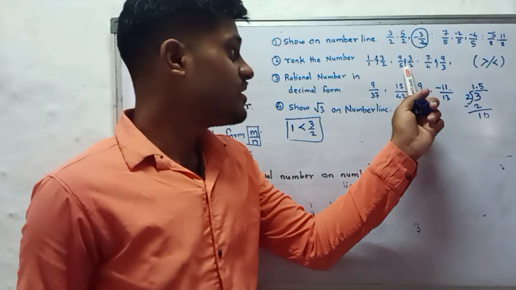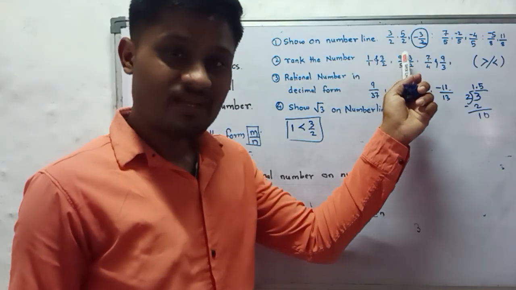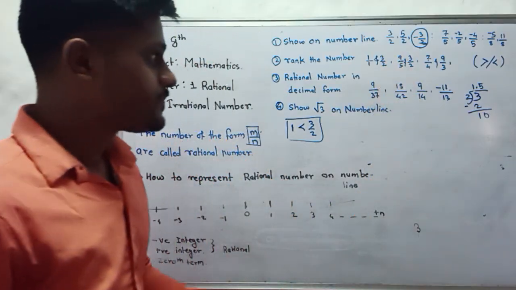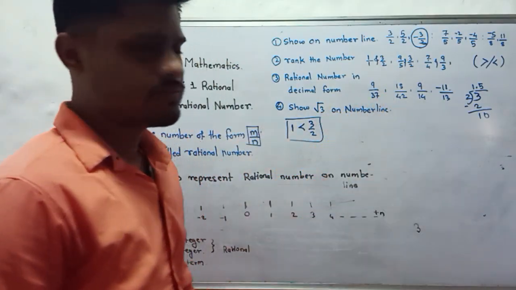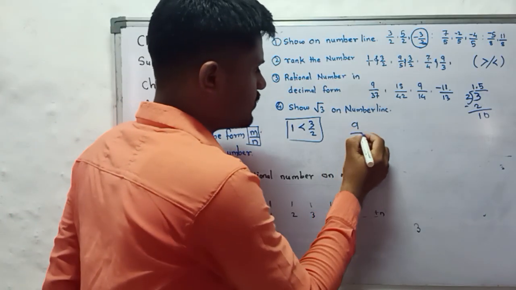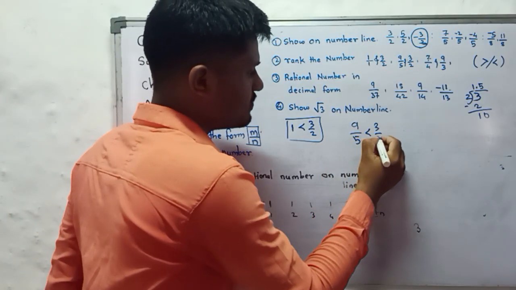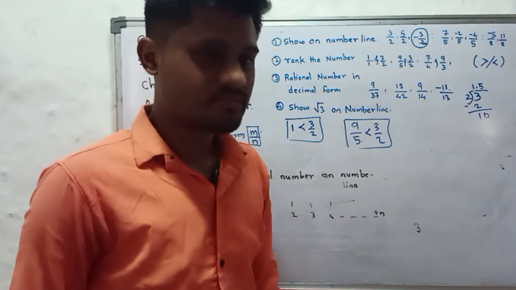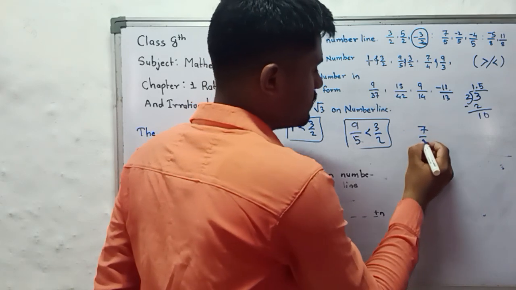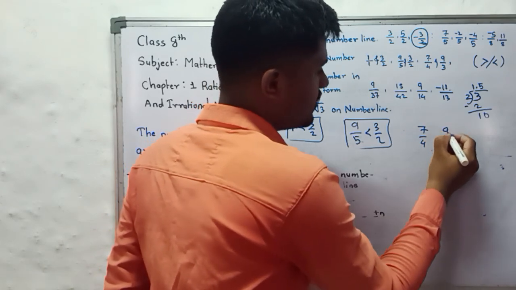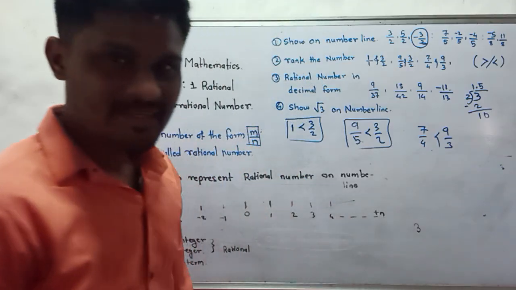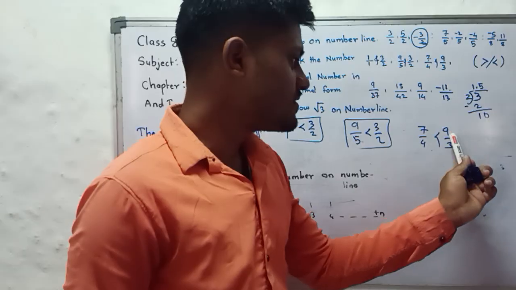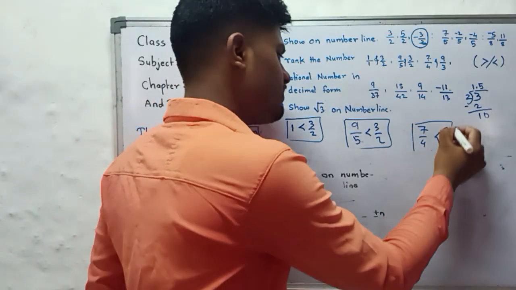Now you have to show which number is less and which number is greater. So you got 9/5 and 3/2. You can say 9/5 is less than 3/2. Now you have two numbers: the first one is 7 by 4 and the second one is 9 by 3. You can say like this, this term is less than 9 by 3. We have to represent it like this.